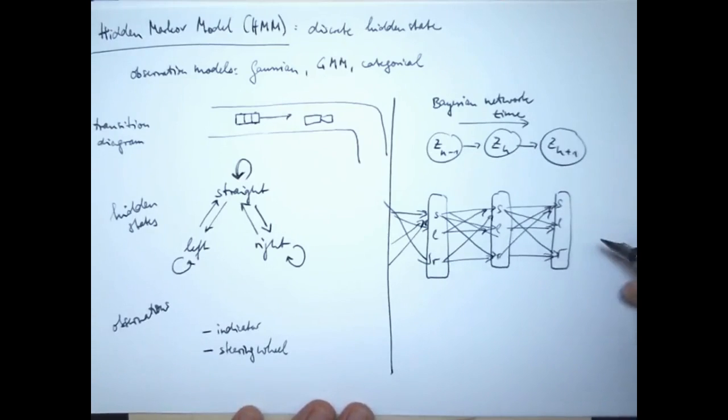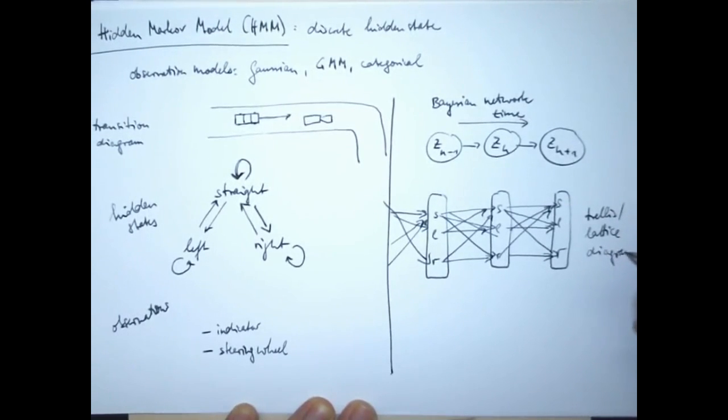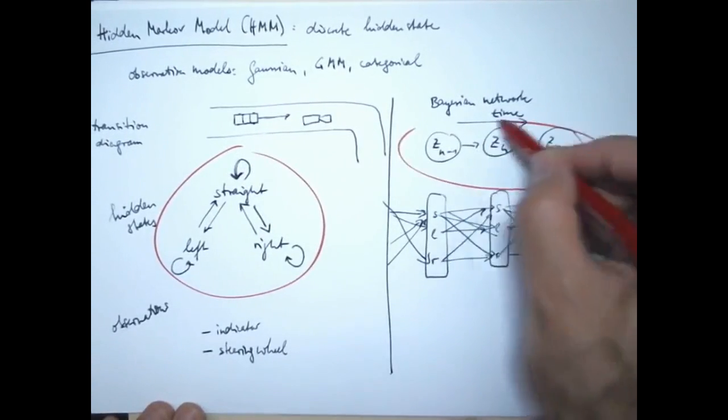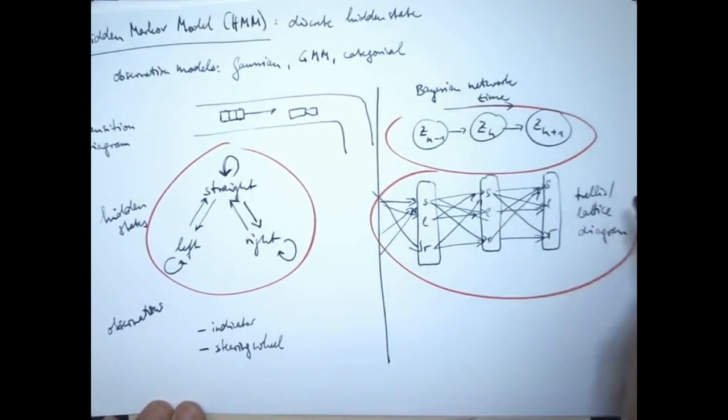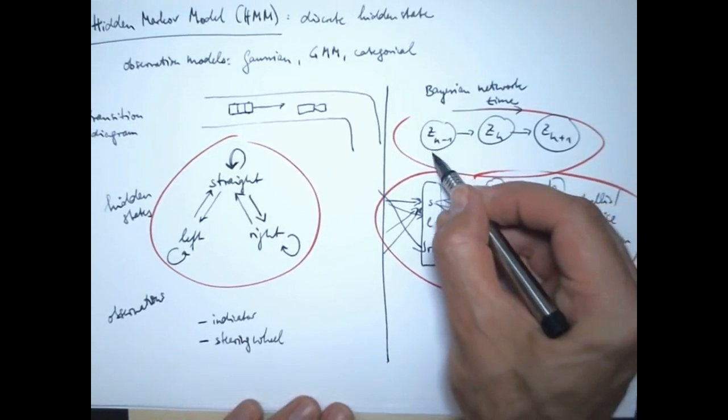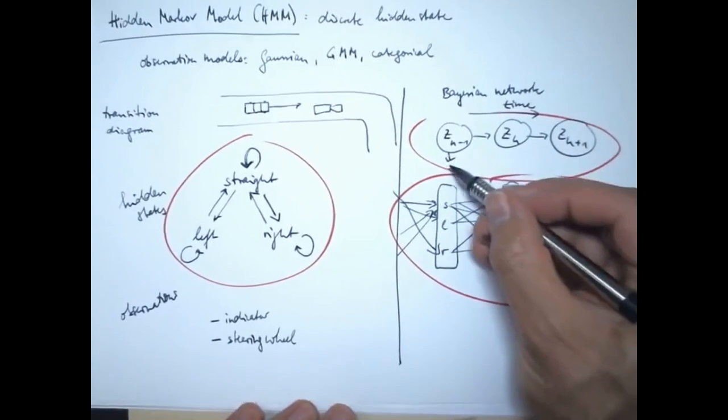Now, this one here would be called a trellis or lattice diagram. So I have 3 different representations. I have the transition diagram, I have my Bayesian network, and I have this trellis or lattice diagram. They all want to express the same thing. To complete the Bayesian network, I should also add my observations here to really make it a hidden Markov model.